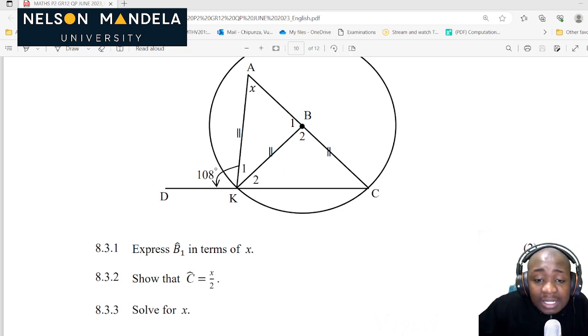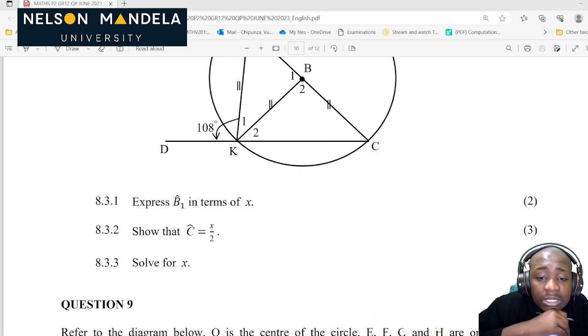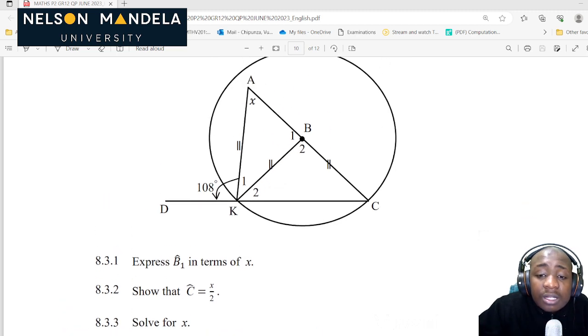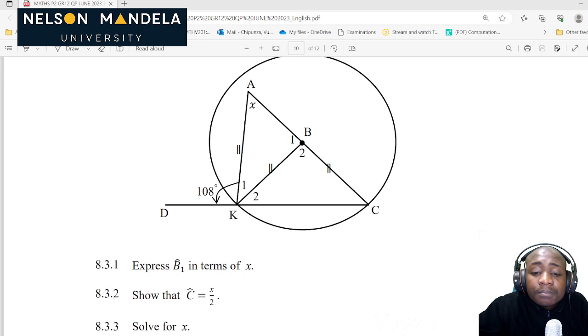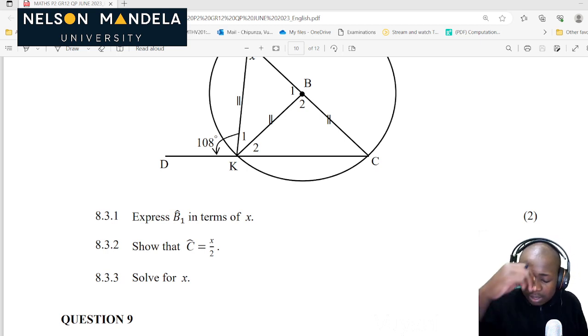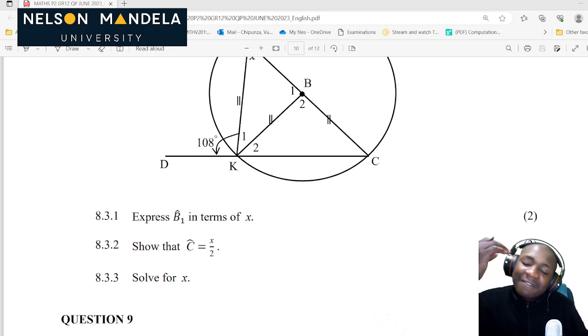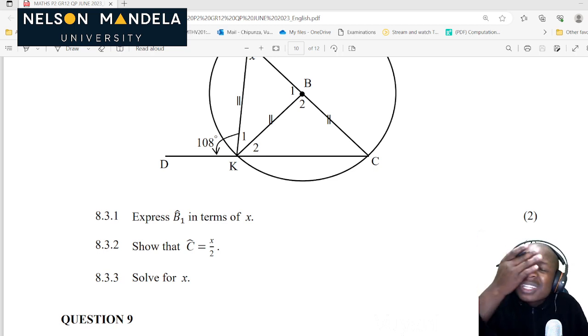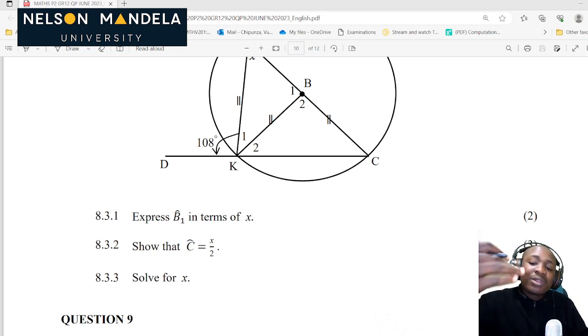Now 8.3.2, show that angle C is equal to X over 2. That's scary. Why is it X over 2? Anyone who knows, just type in the comment section. Why is C equal to X over 2? It's 2 marks, guys. Any answer will be appreciated. What I've learned so far is that in Euclidean geometry, all the questions are building blocks for all the answers which you're going to have.